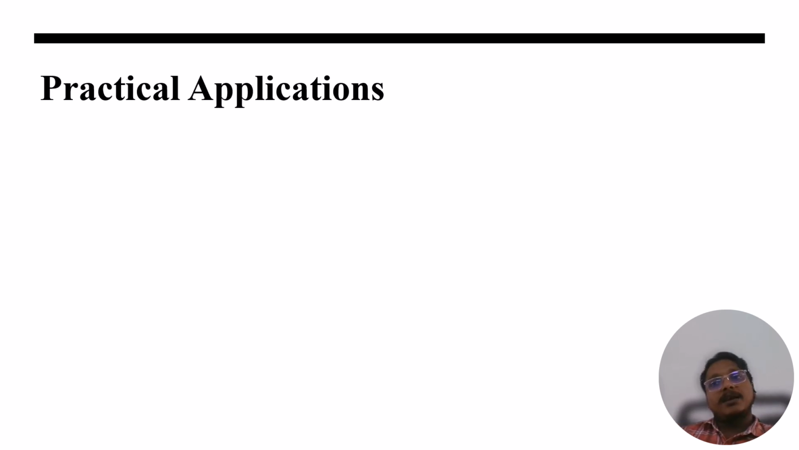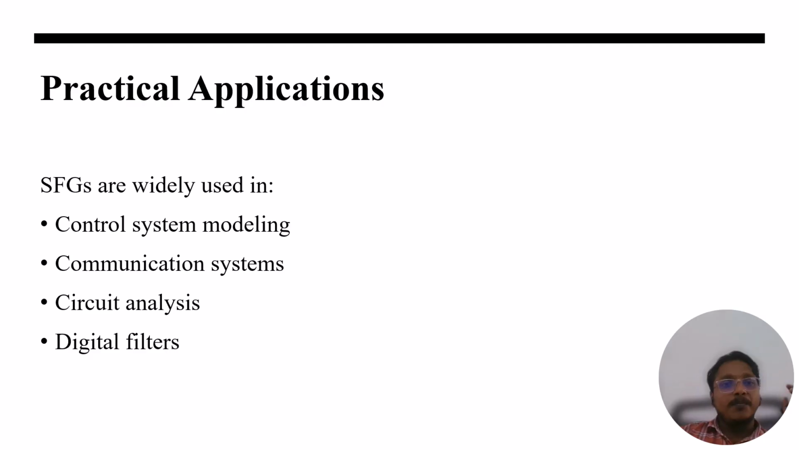When we go to the practical applications, you may think that signal flow graphs are not implemented anywhere and are limited only to theoretical purposes. That is wrong. There are applications where SFGs are widely used. First is control system modeling, wherever we implement control systems. Next is communication systems, because there we may have multiple overlaps, multiple signals coming in and going out, and these can easily be handled through SFGs. The next is circuit analysis. As you already know, in circuit analysis we have nodes, supernodes, branches, and multiple loops, and everything can easily go through SFGs. And digital filters follow a similar concept.